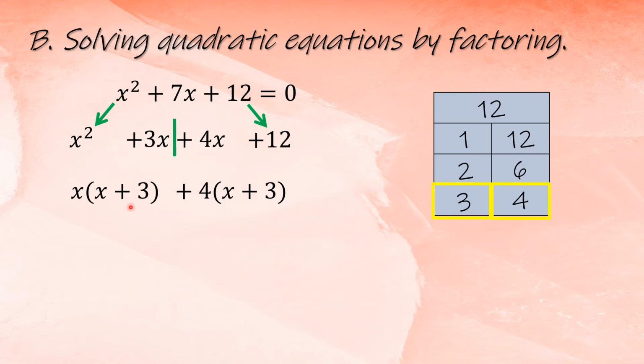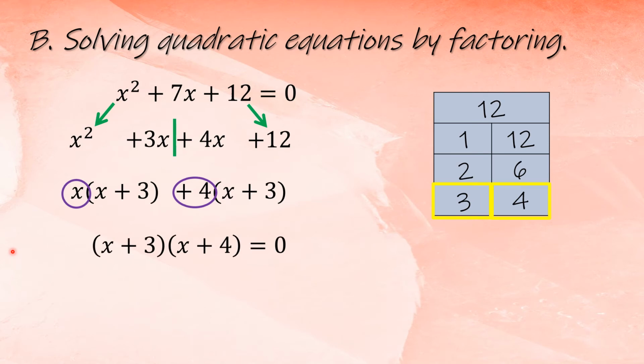So, let us now write the common factor below. And then, let us combine x and plus 4. So, this will become x plus 3, which is the common factor, and then x plus 4, which is this one, equals to 0. Don't forget to write the equal 0. Okay, let us now find the two values of x. x plus 3 is equal to 0, and x plus 4 is equal to 0.